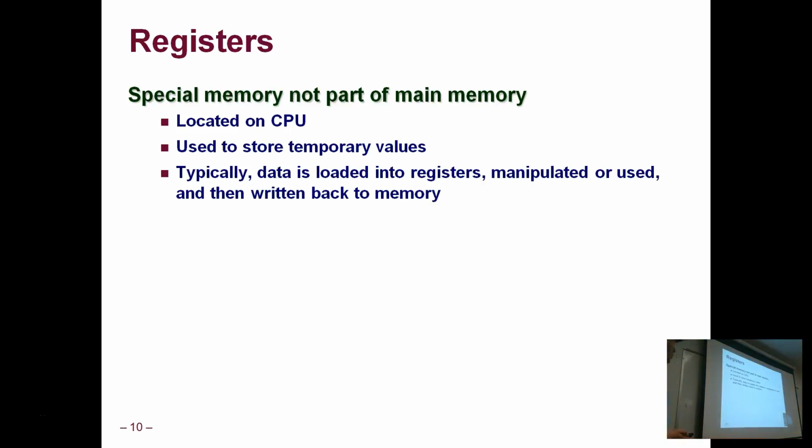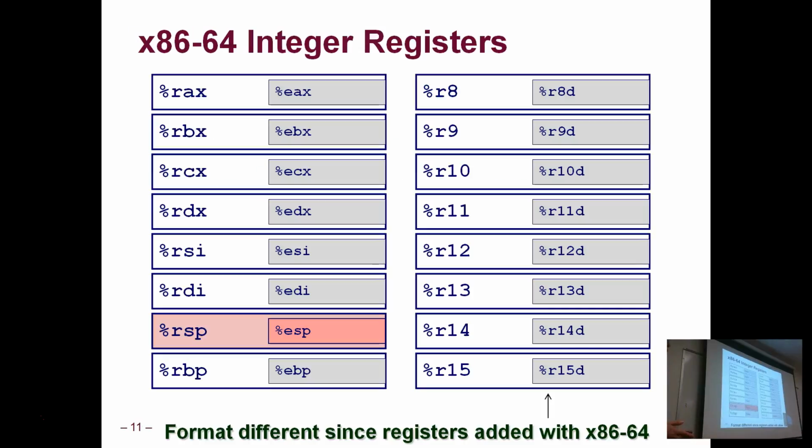Okay, so with registers, typically you would load data into registers and then manipulate them and then store them back into memory in your program. This is the set of integer registers for x86-64. There is a separate set of floating point registers that we'll talk about later, but for any integer argument like pointers, chars, ints, shorts, if you have those in your program and you're using them, they will end up being stored in these registers.